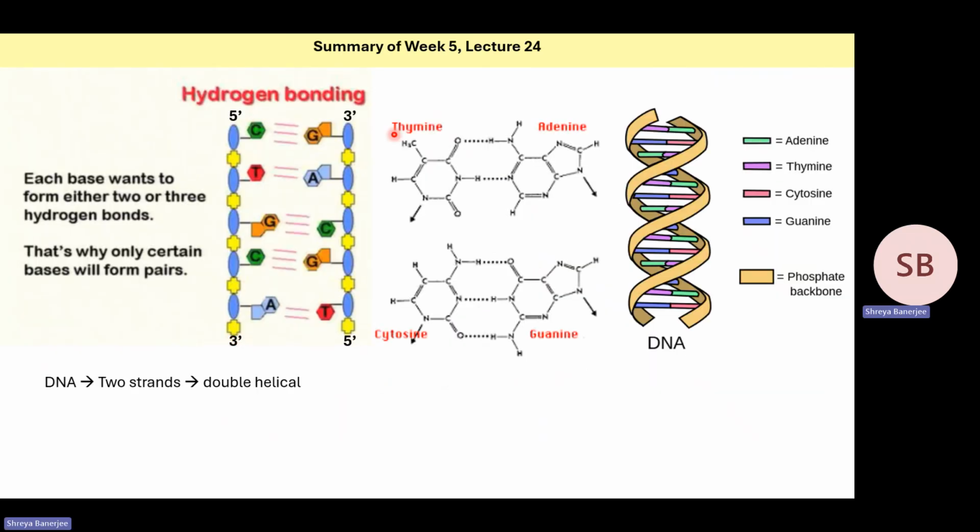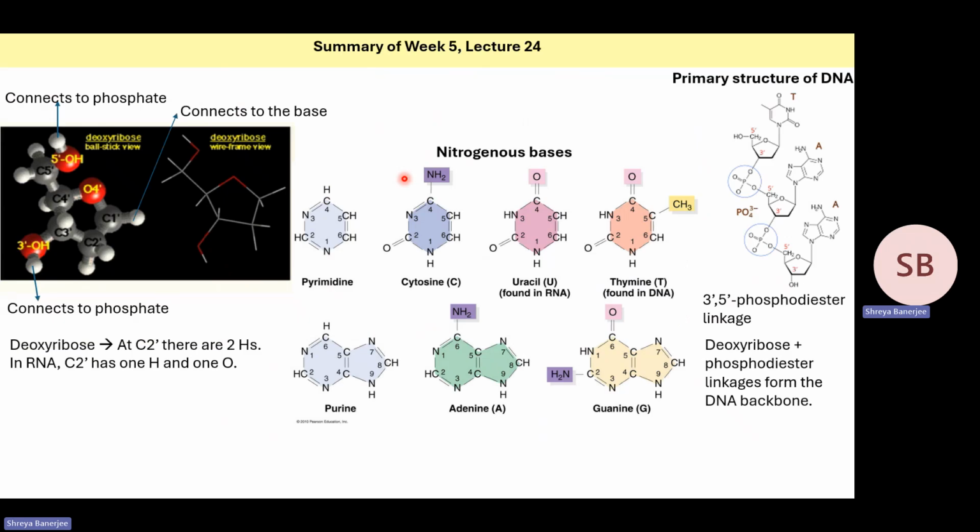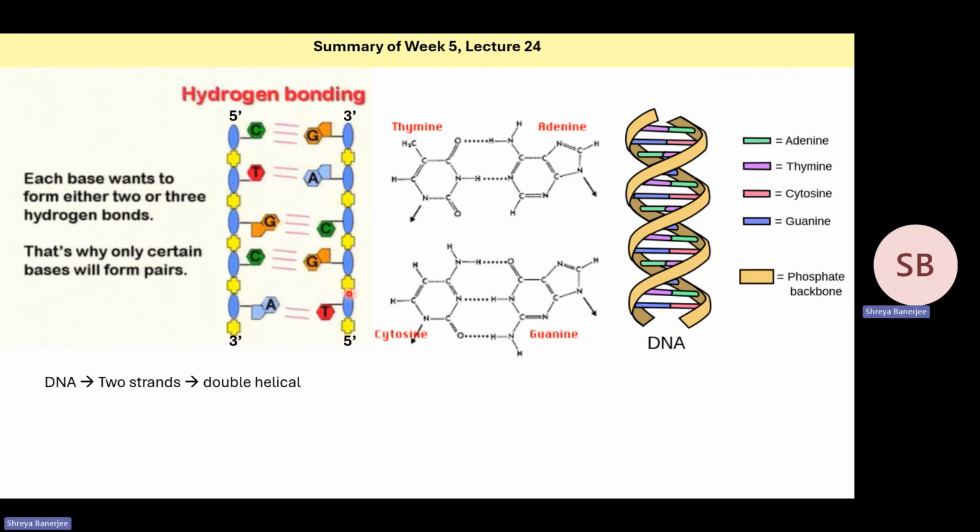Now, 2 such strands come together through hydrogen bonding to form your double helical DNA strand. And this hydrogen bonding is very specific. Adenine can only combine with thymine, and this happens through 2 hydrogen bonds. And guanine can combine with cytosine, and this happens through 3 hydrogen bonds. So the DNA backbone is formed of the deoxyribose sugar and the phosphate group, and the 2 strands of DNA are held together by this kind of hydrogen bonds.